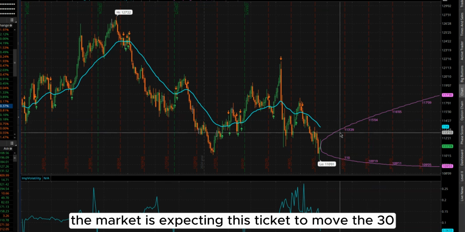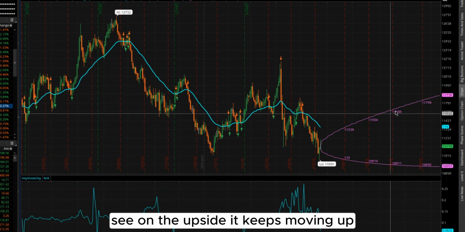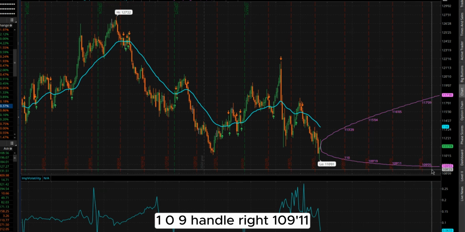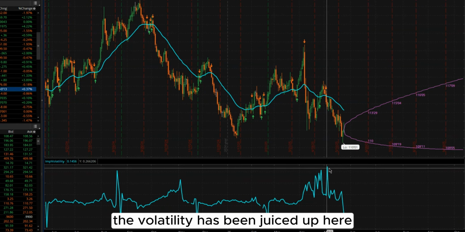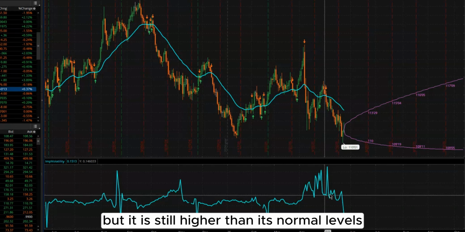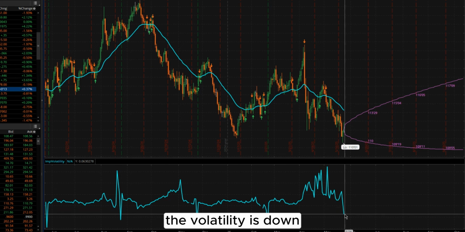The market is expecting the 30-year bond market to move on the upside. See, on the upside, it keeps moving up. On the low side, it's basically flat. You look at the levels here, it's 109, 109 handle, right? 109.11, 109.05. The volatility has been juiced up here. It's not down to its lows yet, but it is still higher than its normal levels, or it was a little bit, up until yesterday or something. But because the market is up today, the volatility is down.